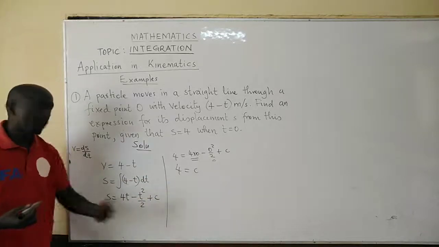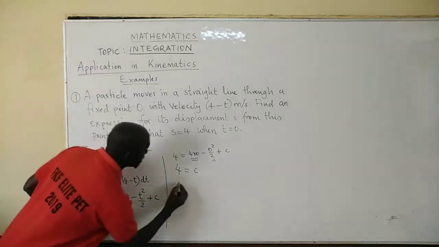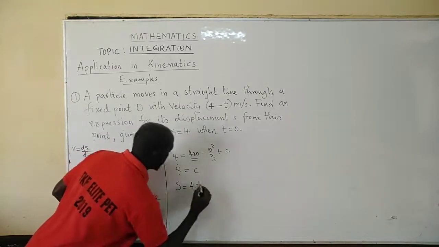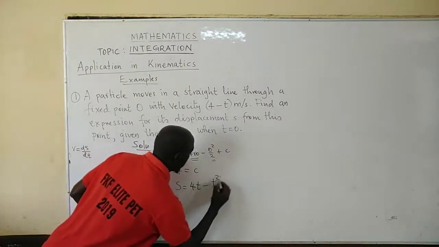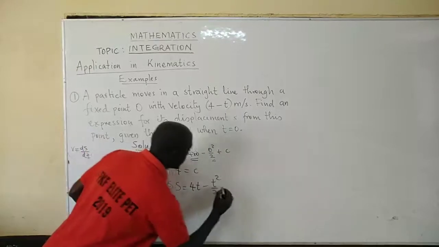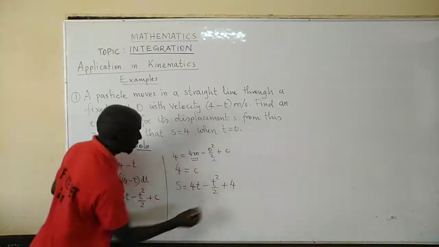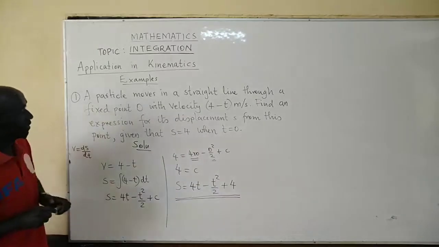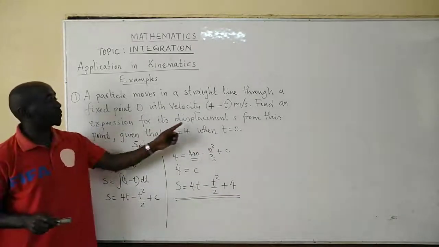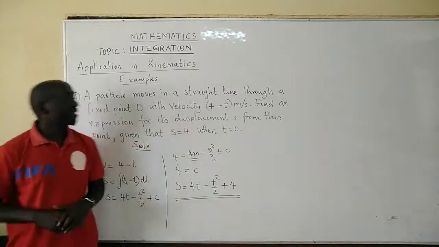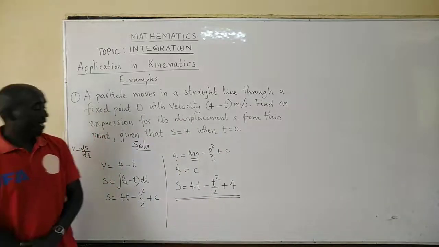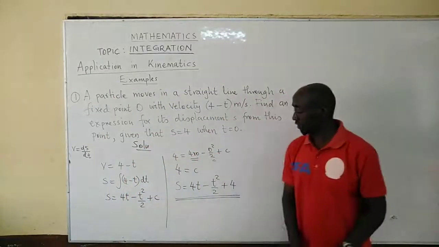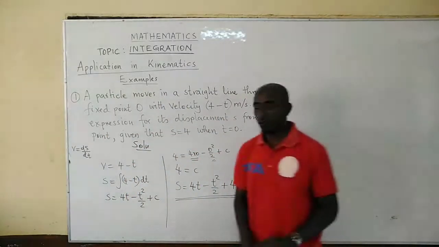Therefore, the expression for s becomes s is equal to 4t minus t squared over 2 plus 4. So that is the expression for s, and that is what the question was asking: find an expression for its displacement s. This is the expression for its displacement s. S is equal to 4t minus t squared over 2 plus 4.